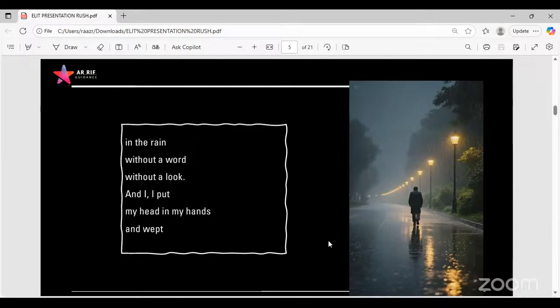So finally, let's end with the key takeaway. This stanza shows the emotional breaking point of the speaker. All the silence and cold behavior lead to real feelings of sadness and heartbreak.